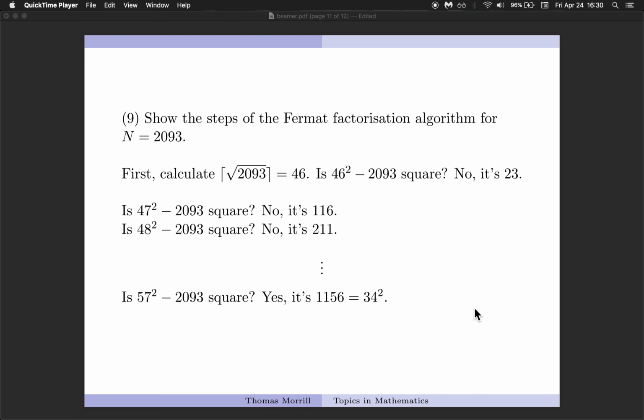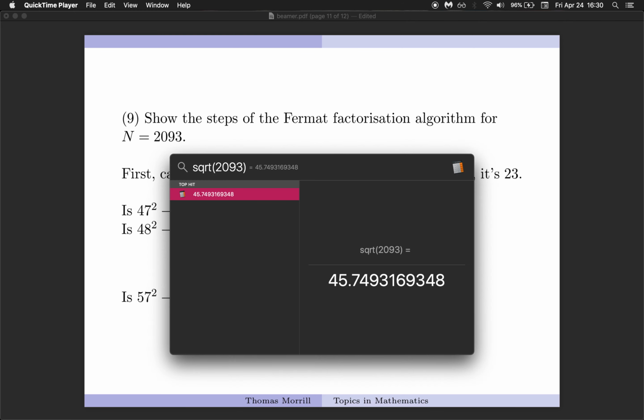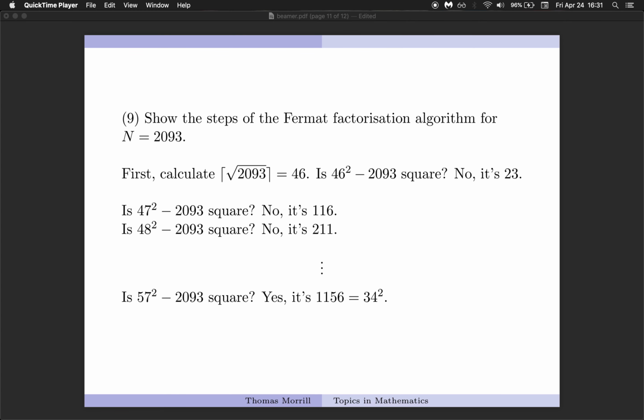Now, I was a little cheeky with this one. I chose an n that takes a little bit of work, just so you can have extra practice with the algorithm. So the first step is we're going to calculate the ceiling of the square root of n. So ceiling just says round up if I don't have an integer. Square root of 2093, I get 45 and change, so the ceiling of that number is 46.